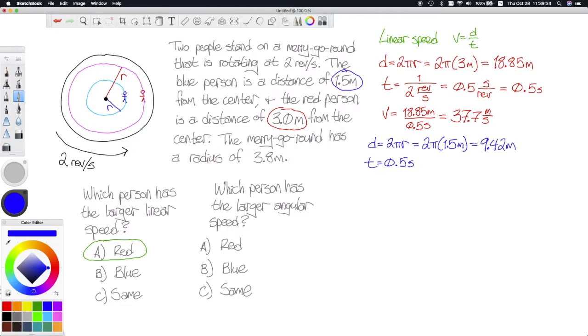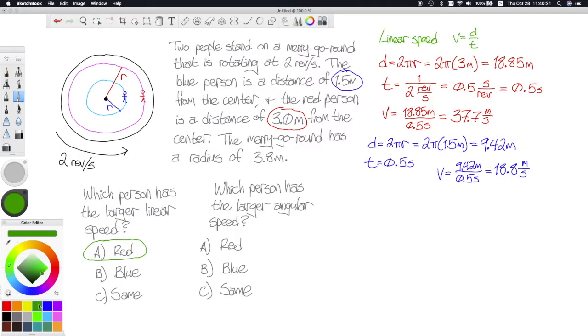The time here is the same amount of time as before because it will take this blue person the same 0.5 seconds to complete that 1 rotation. And that should give you an idea what the correct answer for the second clicker question is, but let me finish this calculation first. The speed then is that distance, the 9.42 meters, divided by the 0.5 seconds it takes the person to travel that far, which gives us an answer of 18.8 meters per second.